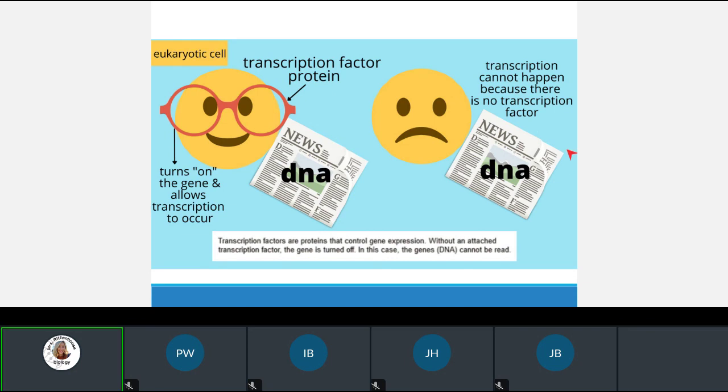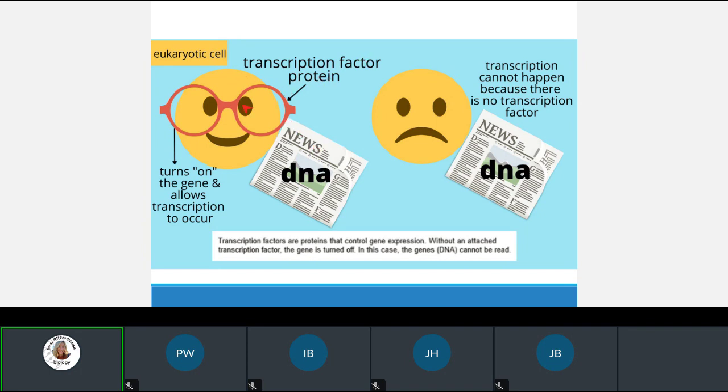Transcription factors, all right? So this is a transcription factor protein. It turns on the gene and allows transcription to occur. The transcription factor is kind of like the glasses. It is the good thing, right? We need this transcription factor. It's like a person that can't read without glasses. Here's our newspaper. We cannot read the newspaper without our glasses.